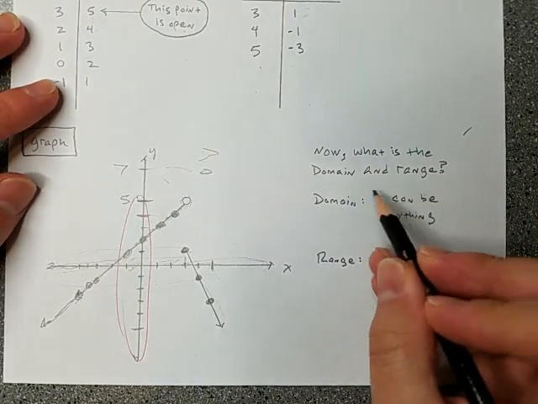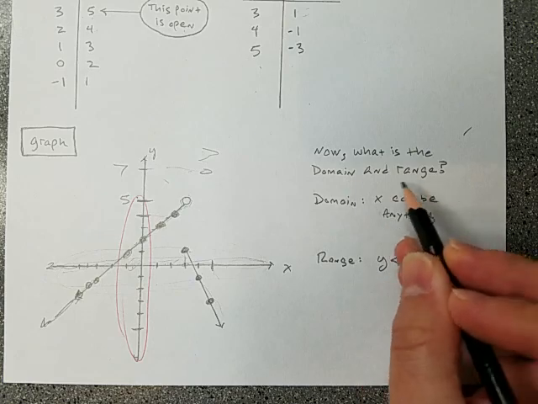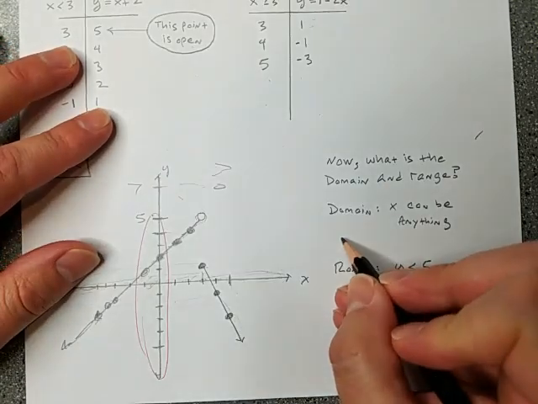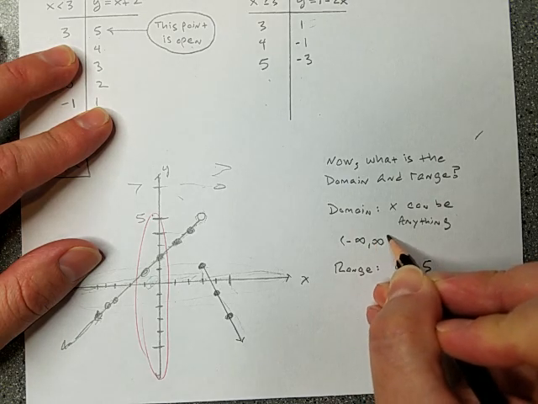The domain is that x can be anything. That would be a correct statement about it. But in interval notation, anything would be the entire number line.